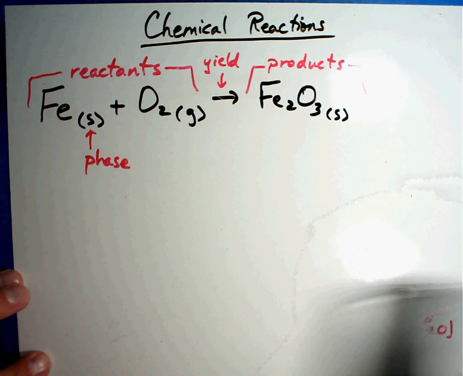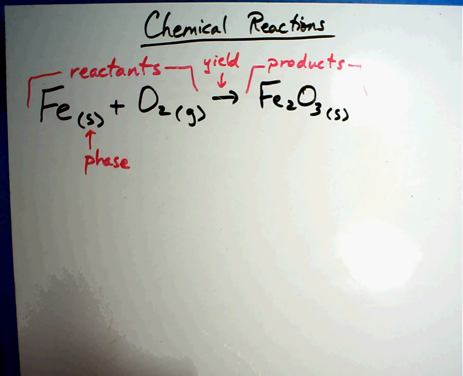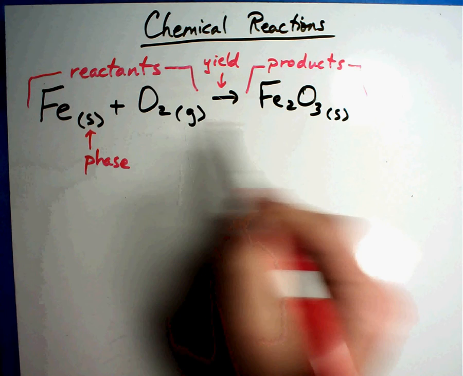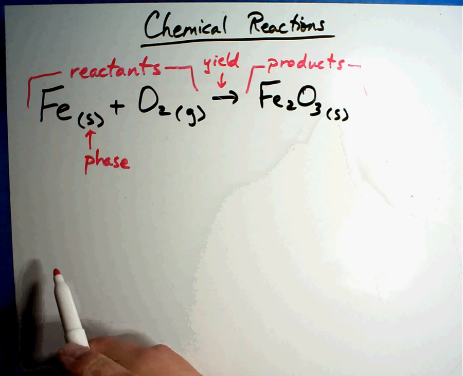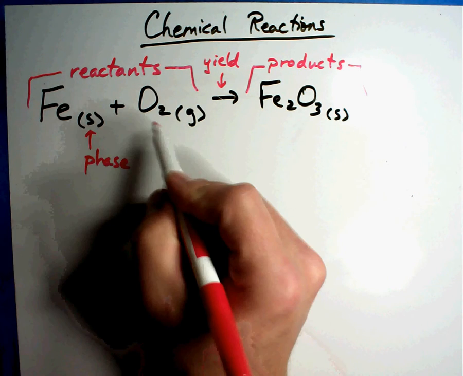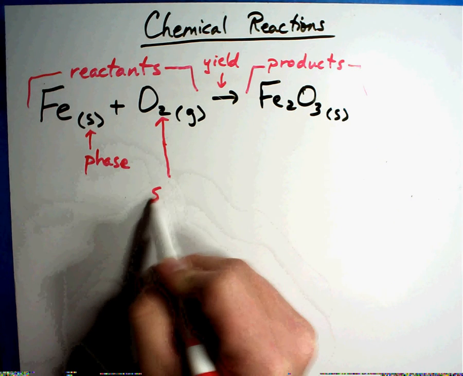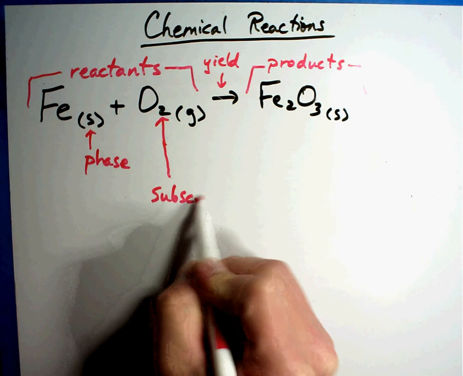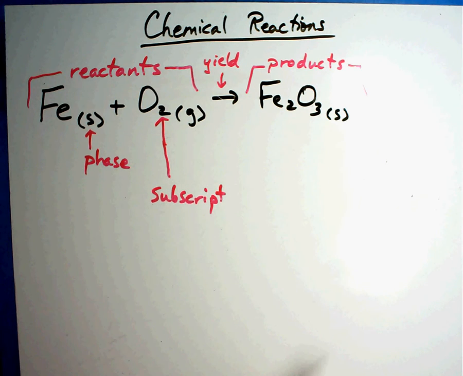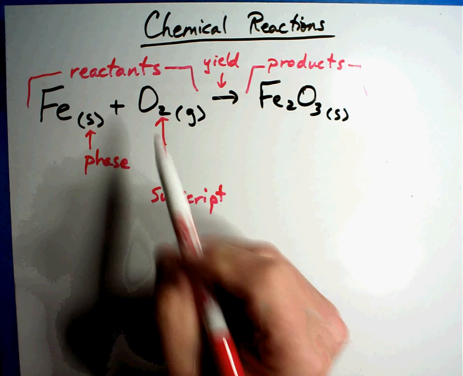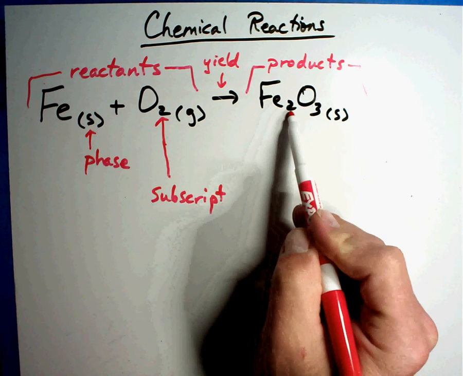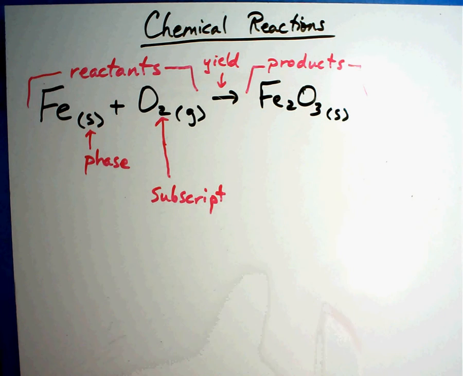All right, so let's label a little bit more. So we have phases: solid, gas, solid. Let's see, the next thing, these little numbers, I think I've given you this word before, but I'm going to go ahead and give it to you again. It's called a subscript. Anytime you have little numbers, they're called subscripts. So there's a 2 there, and there's a 3. So those are all subscripts.